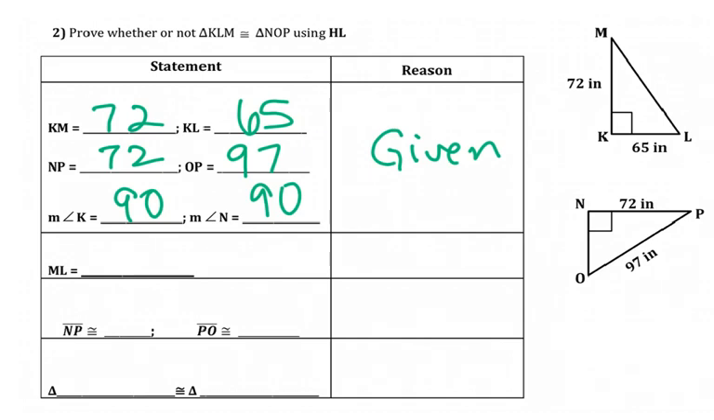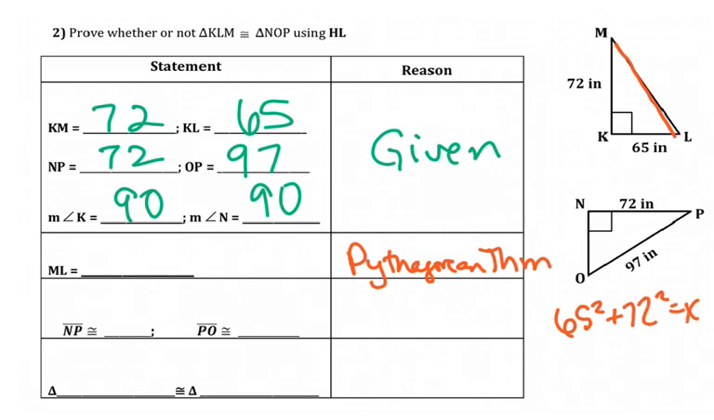Okay, the next one, it says ML, so that's this side. So how will I find that? What do I know that will help me? Hopefully you remember the Pythagorean theorem. So we're going to do 65 squared plus 72 squared equals x squared, and solve that for x. When you do the calculations, you are going to find that that is equal to 97. The reason is the Pythagorean theorem.